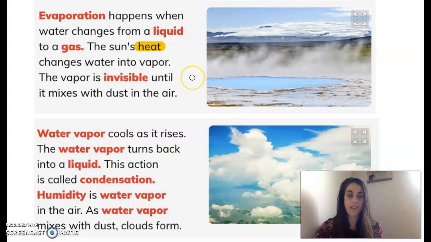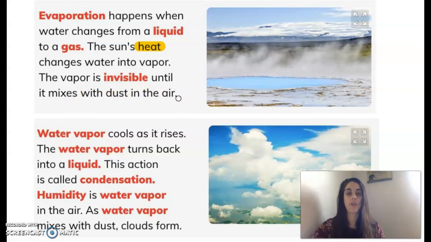Now we're going to read the text together. Please follow with your finger while I read. Evaporation happens when water changes from a liquid to a gas. The sun's heat changes water into vapor. Here we see the vapor in the picture. The vapor is invisible until it mixes with dust in the air.